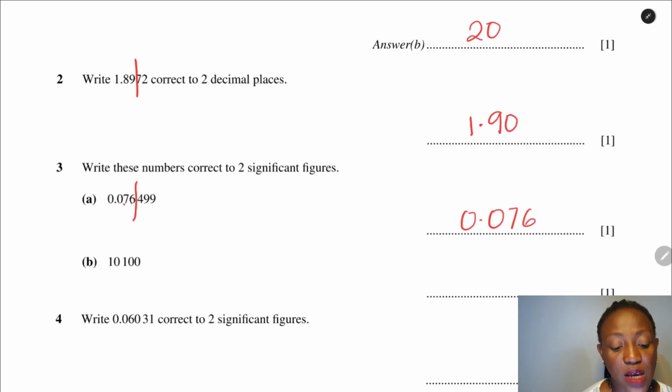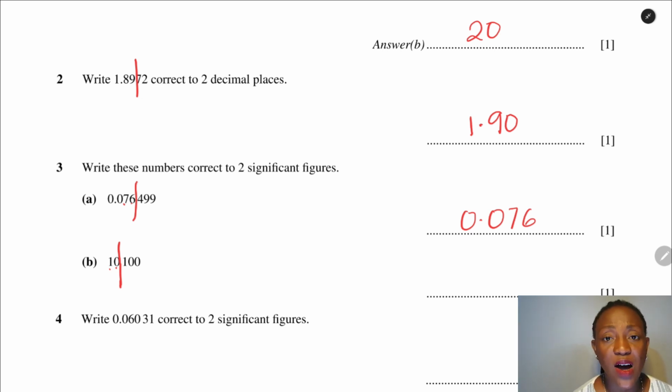Okay, moving on to the next one. We have 10,100 correct to 2 significant figures. Here, our first significant figure is number 1. Our second significant figure is number 2. So we have the 2 significant figures we're looking out for. We now consider the digits after. The digit after this 0 happens to be 1. Since it is less than 5, we round down.